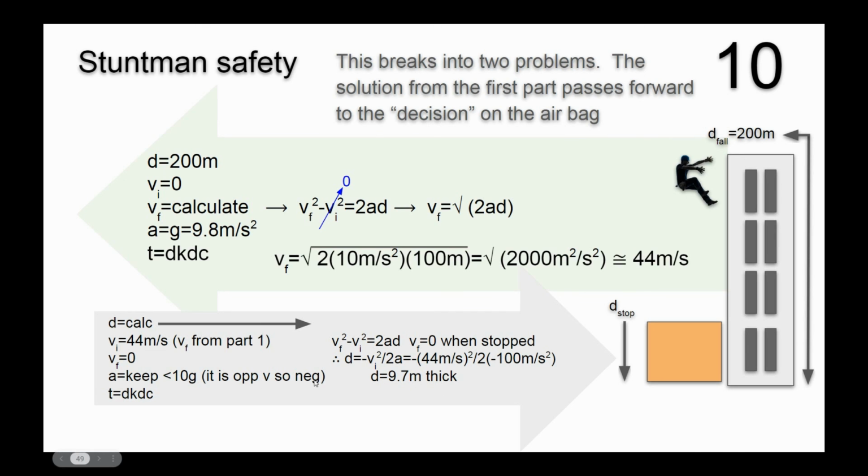So what I did is I took 10 times gravity, I put it in there, and this means for a 10 times gravity deceleration, the bag would have to be 9.7 meters thick. Now, is that the bag's minimum thickness or its maximum thickness? And again, you don't have to worry about how the bag works. You just need to know the bag must compress almost 10 meters when he hits it, so his slowdown is not too violent. Okay? These ones are really good problems.